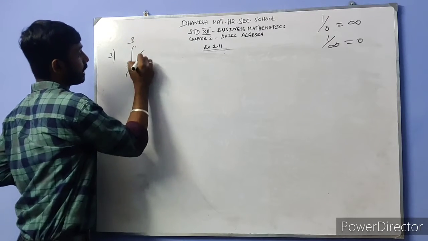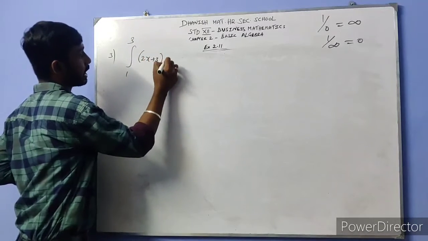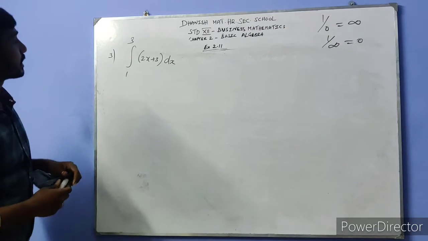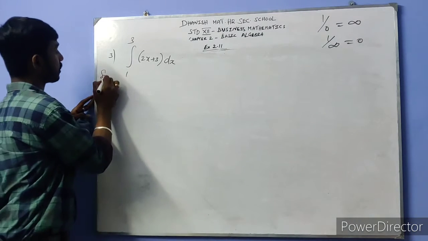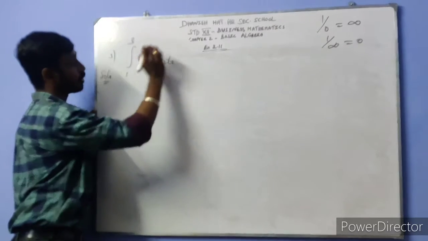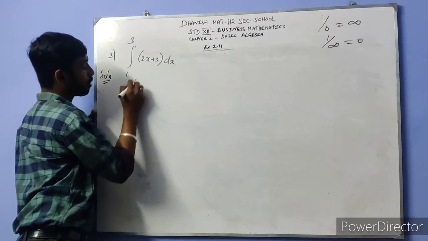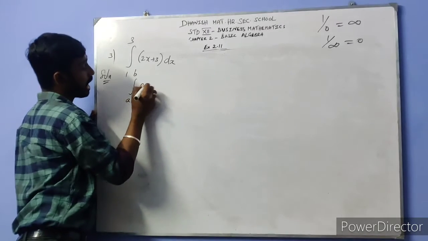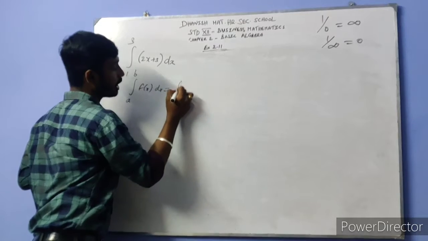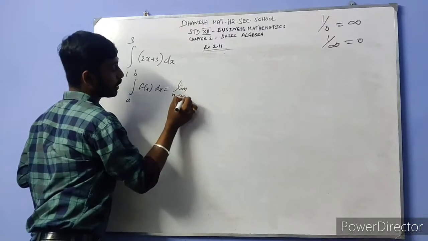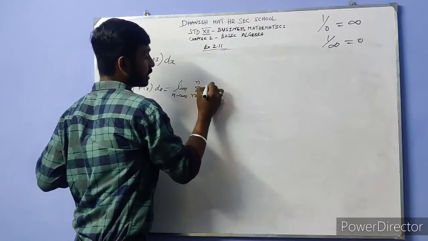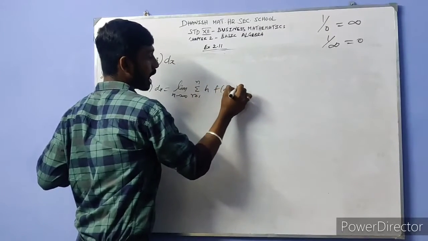Integrate from 1 to 3, 2x plus 3 dx. Now we are going to substitute. What is the formula? First we have to write the formula here. We already know the formula: integral from a to b of f of x dx is equal to limit n tends to infinity, summation r equal to 1 to n, h into f of a plus rh.